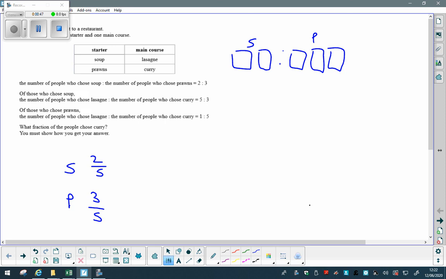Now, the second combinations of ratios depend on which one you pick. If you pick soup, the lasagna and curry combination is 5 out of 8 and 3 out of 8. If you pick prawns, your lasagna curry combination is 1 out of 6 or 5 out of 6.